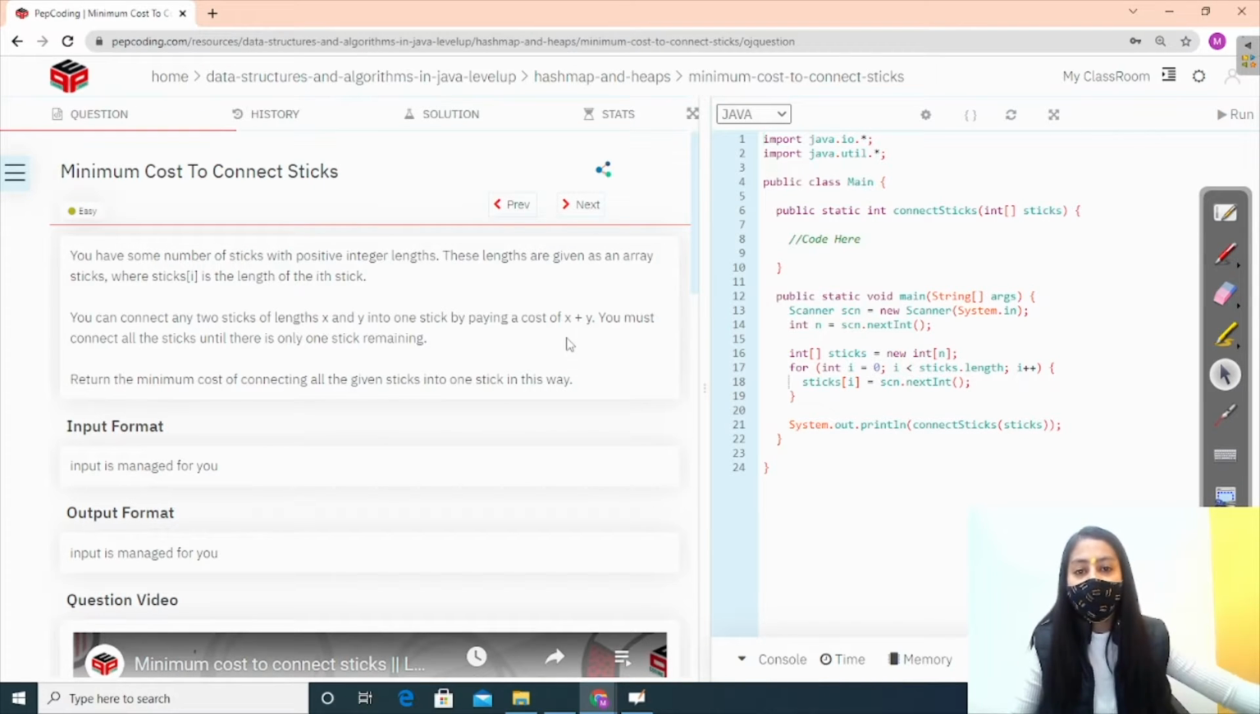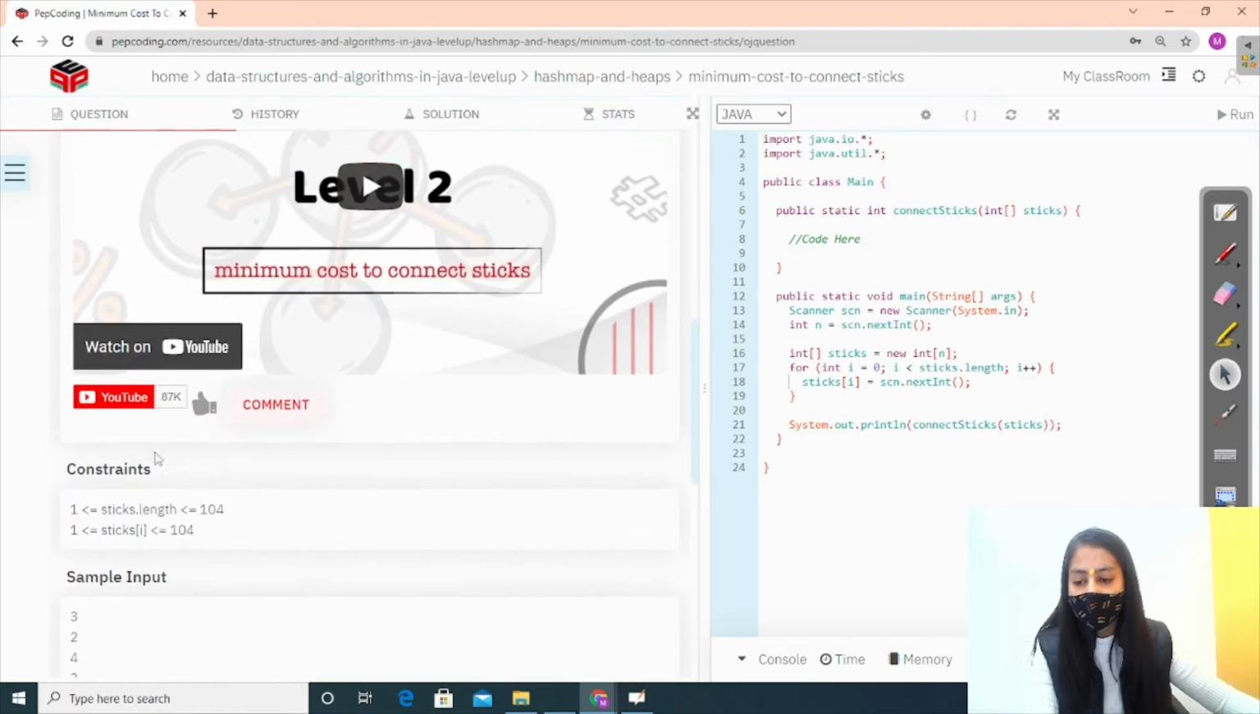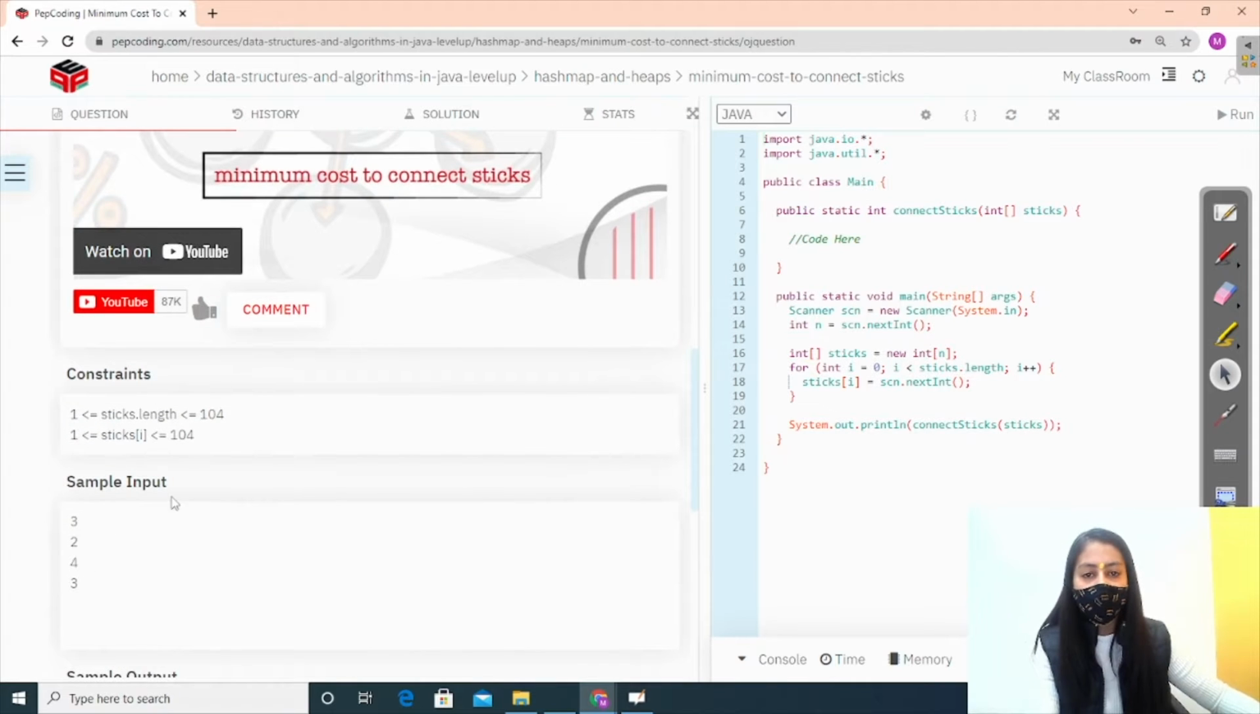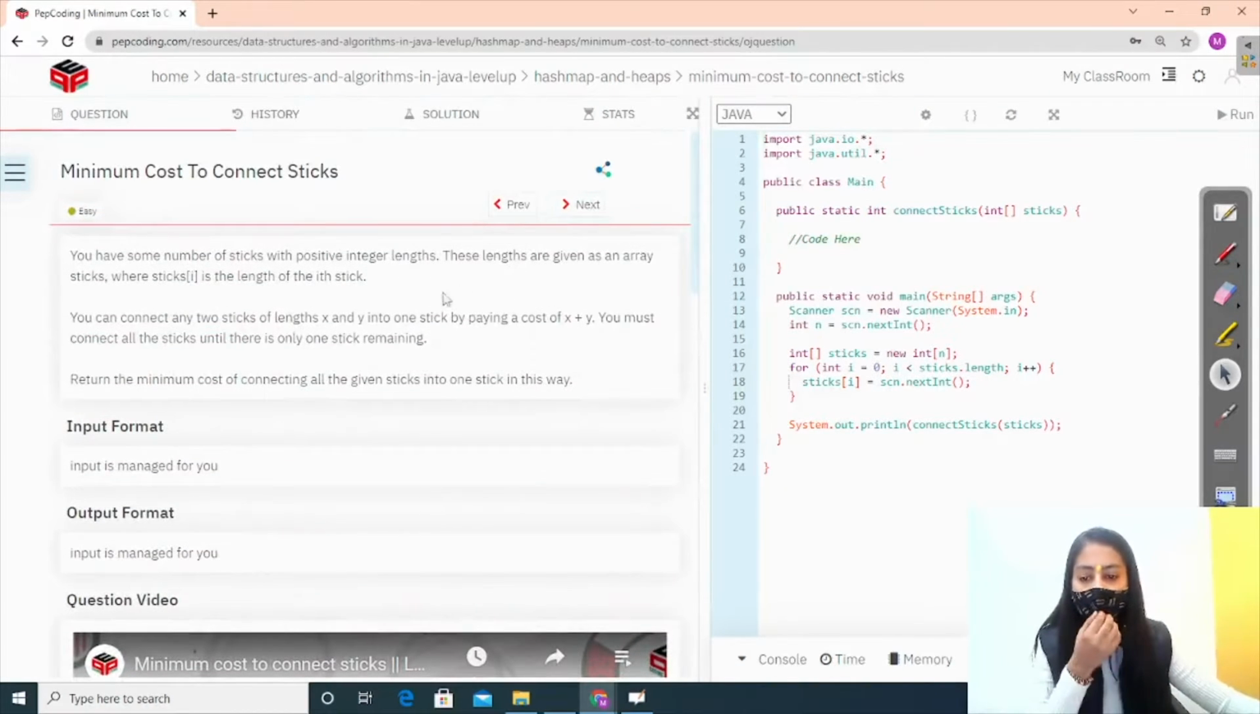So today in this video we are going to discuss the solution of our next question, that is minimum cost to connect sticks, right? In this question we are given some number of sticks with positive integer length. So we are given an array in which the length of all the sticks is given to us, right? You can connect any two sticks of length x and y into one stick by paying the cost of x plus y.